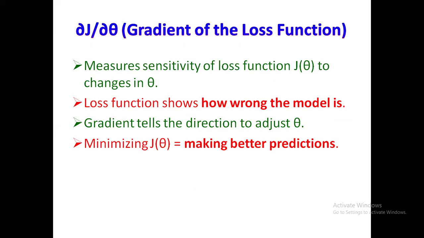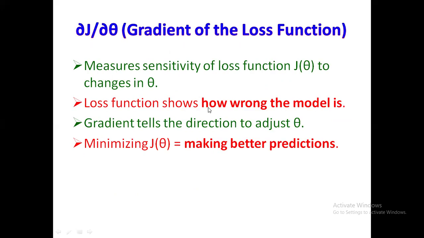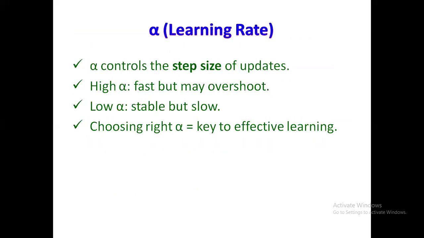Next, in this formula, we should know about alpha. What is alpha? Alpha, we can call it the learning rate. The learning rate, represented by alpha, is a crucial hyperparameter in the training process of AI models. It controls the size of the step taken in the direction indicated by the gradient during parameter updates.